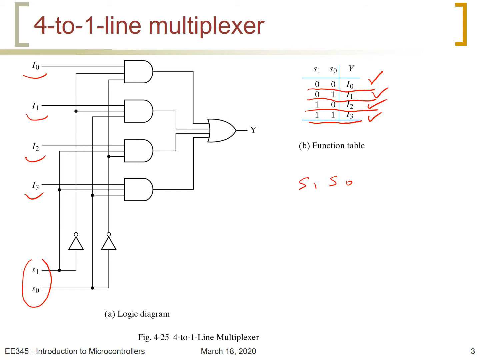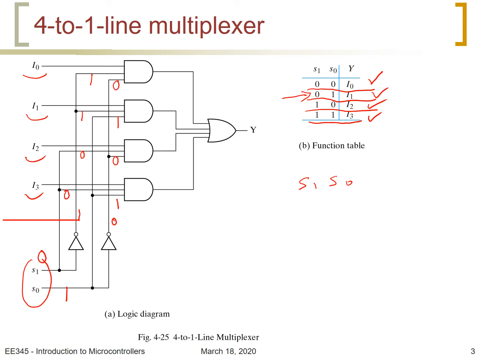We can confirm this by taking any case. Let us take 0, 1 for the selection variables as an example. So let's make S1 is 0 here, and S0 is 1. If S1 is 0, this will be 0 here, and this will be 0, and this will be 1. So this will be 1, and this will be 1. And if S0 is 1, this will be 1 here, and this will be 1 here, and this will be 0. So this will be 0, and this will be 0.